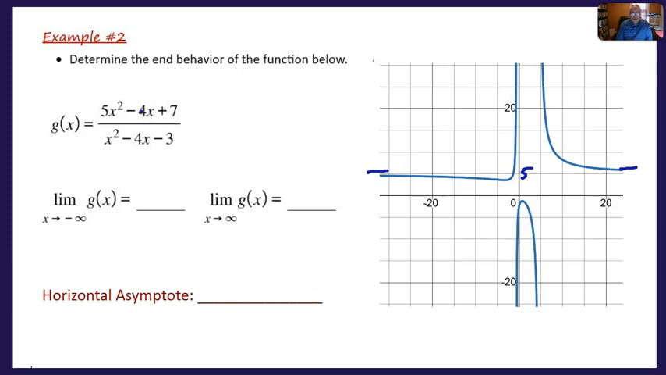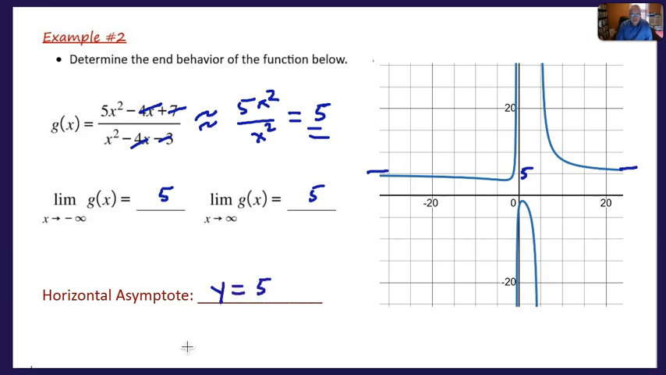So for large x, these terms really don't matter, and this is approximately equal to 5x squared over x squared. Well, both have two factors of x that we can cancel, and this is pretty much just equal to 5. So we see as x goes to negative infinity, the function is approaching 5. And as x goes to positive infinity, the function is approaching 5. So, as we saw from the graph, the horizontal asymptote is y equals 5.